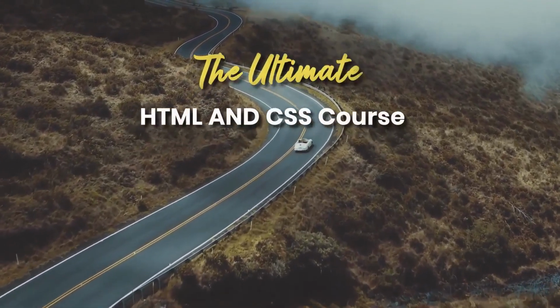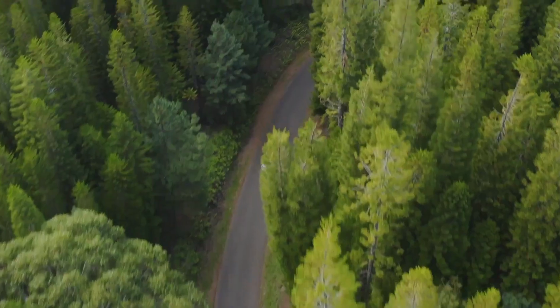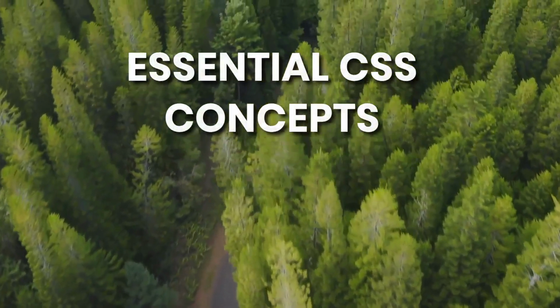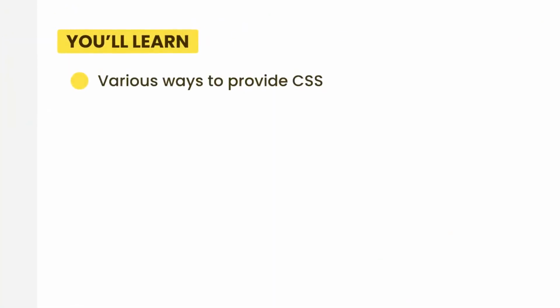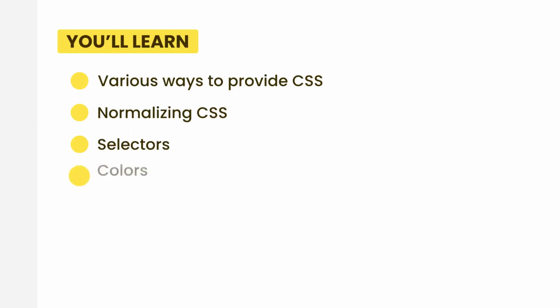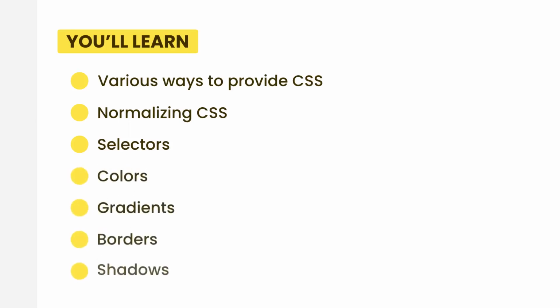We're going to continue our web development journey and explore CSS in more detail. So in this section, we're going to cover the essential CSS concepts you need to understand to build beautiful web pages. We'll talk about various ways to provide CSS. Then we'll talk about normalizing CSS so we get consistent results across different browsers. Then we're going to talk about selectors in detail. With these selectors, we can target various elements for styling. Once you understand these selectors and how they work, then we'll talk about some cool things you can do with CSS. We'll talk about colors, gradients, borders, and shadows. If you want to learn CSS well and become a ninja web developer, don't miss any lessons in this section. So let's jump in and get started.